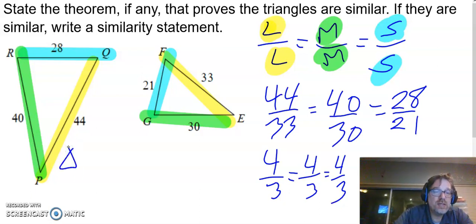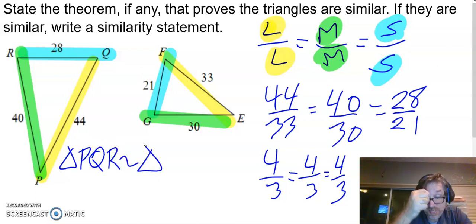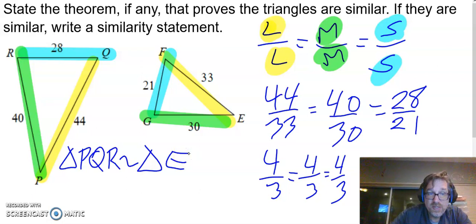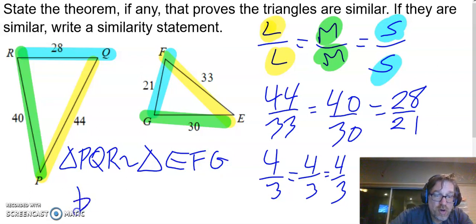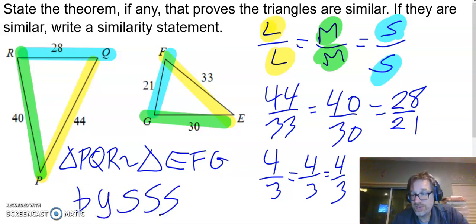So I know triangle PQR is similar to triangle... All right, so P is where yellow and green meet. Yellow and green is going to be E. PQ, so I go up the yellow side to Q, yellow and blue. Yellow and blue is F. Green and blue is G. And why are they similar to each other? By the side, side, side similarity theorem. Boom.